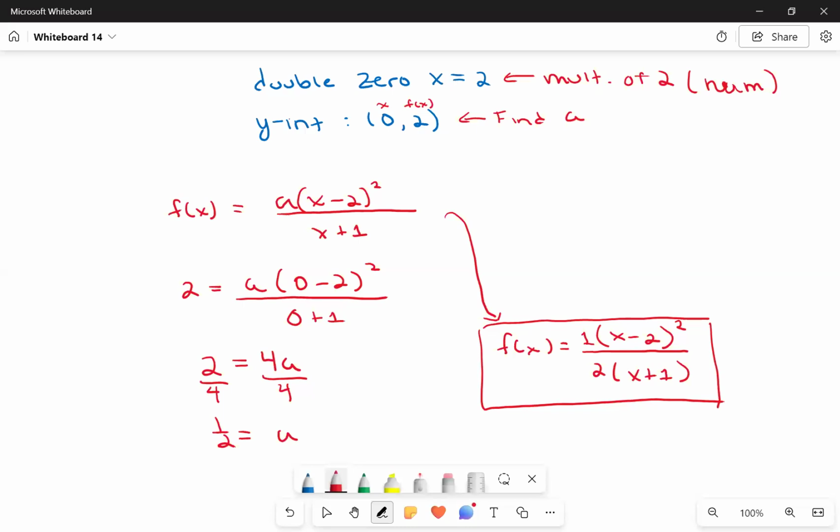So 3.6 then, we'll backtrack. And you said number 25, Brooklyn? Yeah. So they just want us to find the zeros and write in factored form. Okay, all right. Can somebody read me the function?